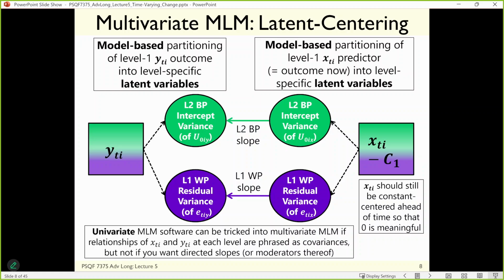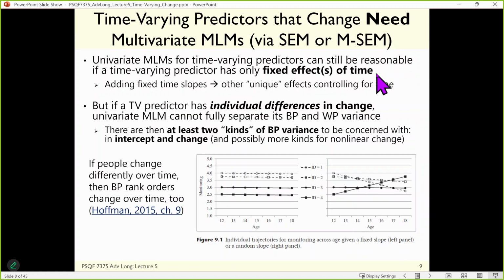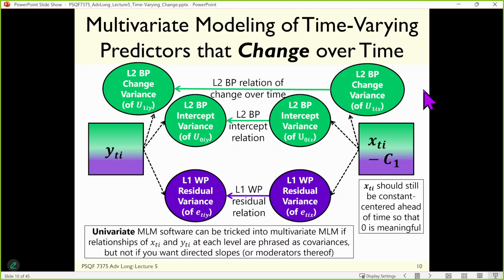How many kinds of between-person differences there are. Is just an intercept sufficient, or is there some kind of individual change? How many kinds? All that stuff, we got to figure that out for x. We got to figure that out for y, and then we can connect the pieces. So where we're eventually heading, let me see if I can get a picture, is this place right here. This is slide 10.